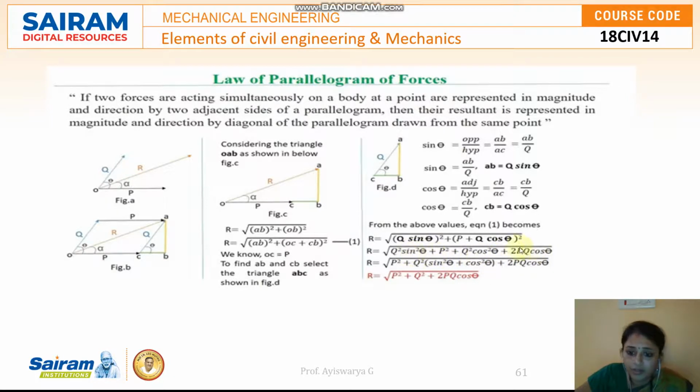Here you just take P square outside, plus Q square, which is common for sine square and cos square theta. Sine square theta plus cos square theta is nothing but 1. So Q square remains Q square into 1, plus 2PQ cos theta. Finally you get the final equation: R is equal to root of P square plus Q square plus 2PQ cos theta. This is the final formula for the law of parallelogram of forces, or the parallelogram theorem.